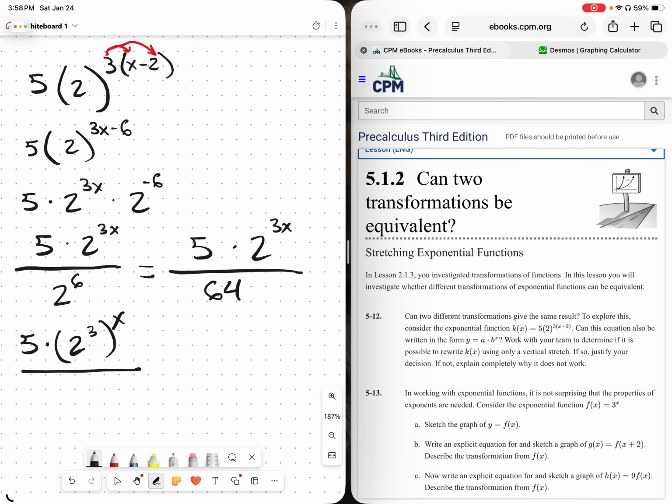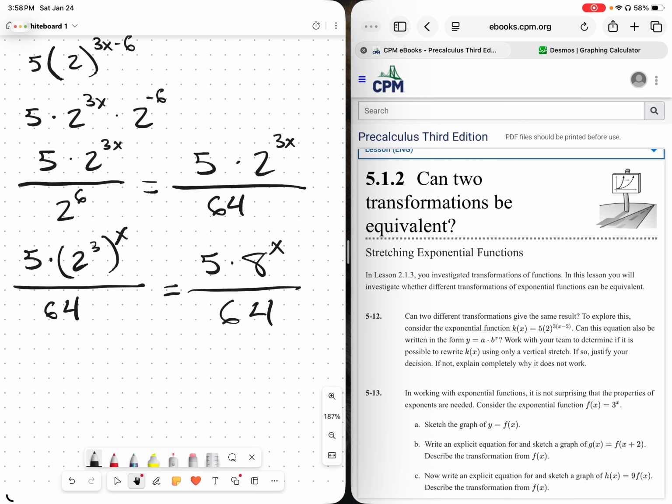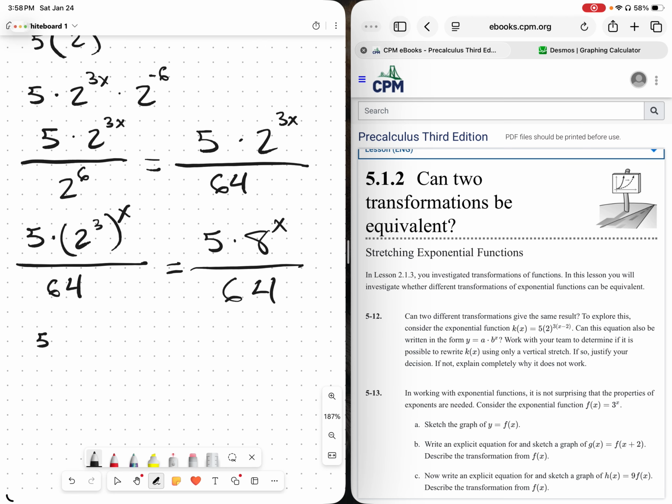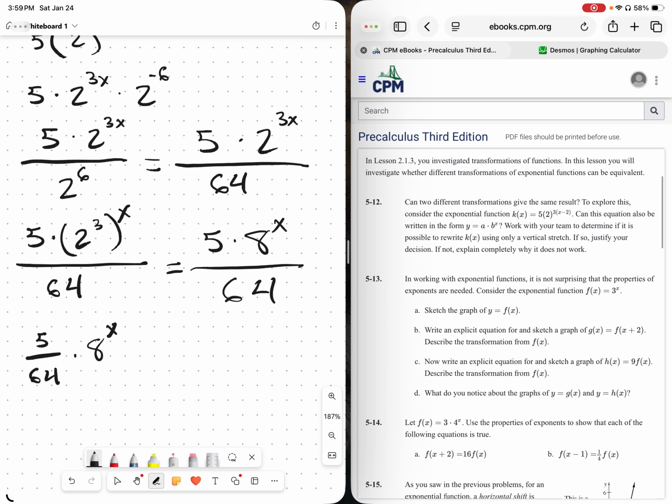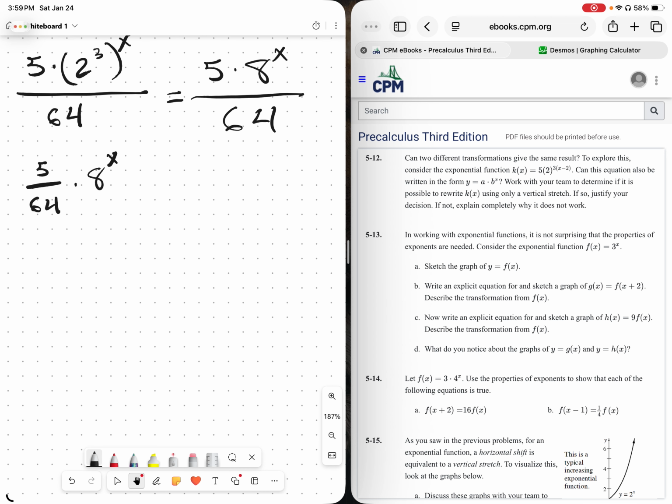We have to understand that 3 and x are multiplied, so it's just the power to a power rule. Then 2 to the third is 8. So 5 times 8 to the x over 64. To make this a times b, this would be 5 over 64 times 8 to the x. So that's a times b to the x.